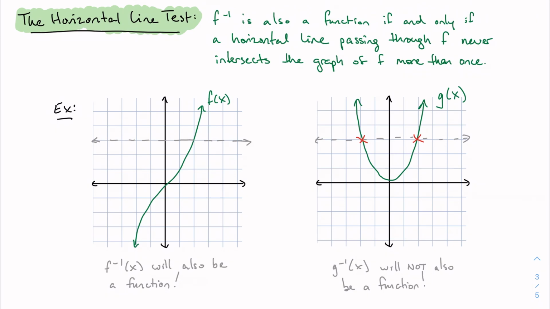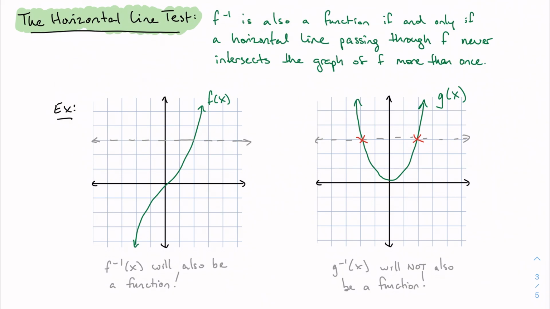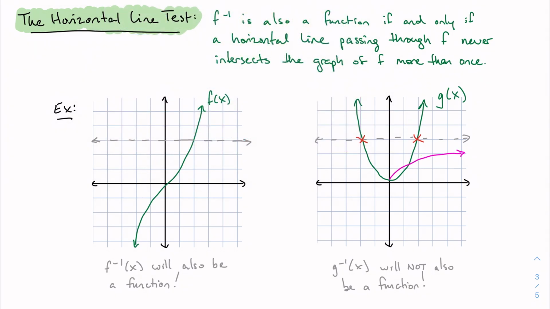If I were to actually draw in what this inverse function looks like, and I'm kind of eyeballing it here, it would look roughly something like this. I'm going to put it in quotes because it's not really quite a function yet. It would look something like this. That's not a function, it fails the vertical line test.